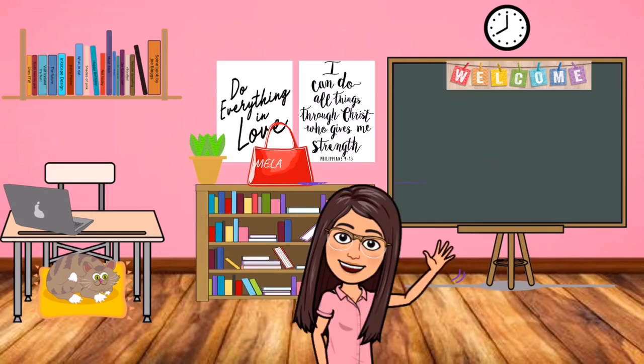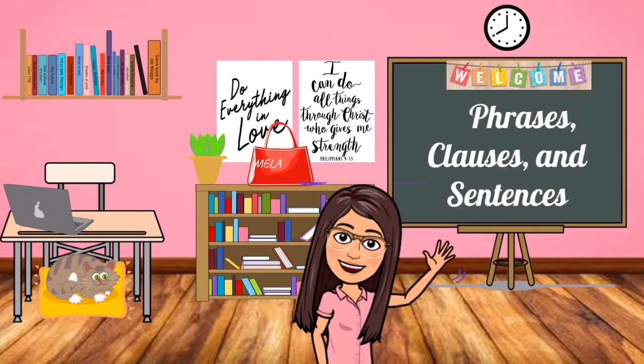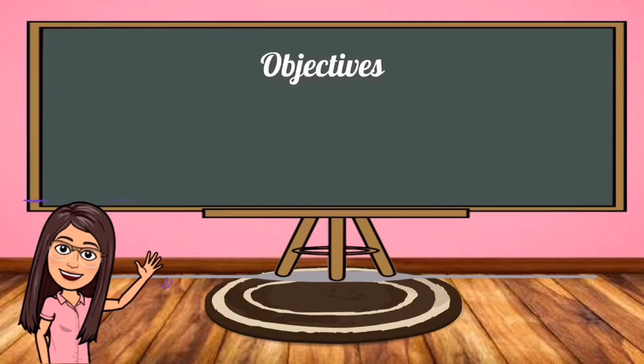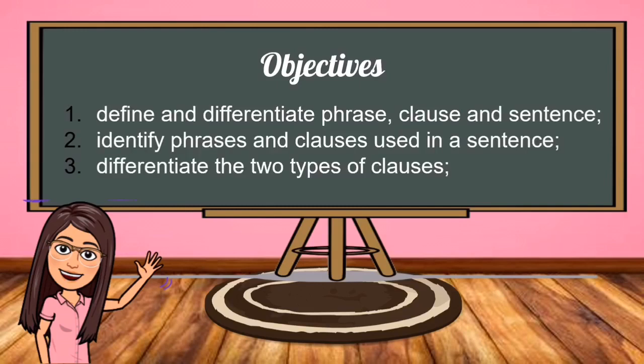Today, we are going to talk about phrases, clauses, and sentences. Are you ready? Let's begin. Here are the following objectives that we must achieve after this lesson. Number 1, define and differentiate phrase, clause, and sentence. Number 2, identify phrases and clauses used in a sentence. And number 3, differentiate the two types of clauses. I know we can do this. So let's start.